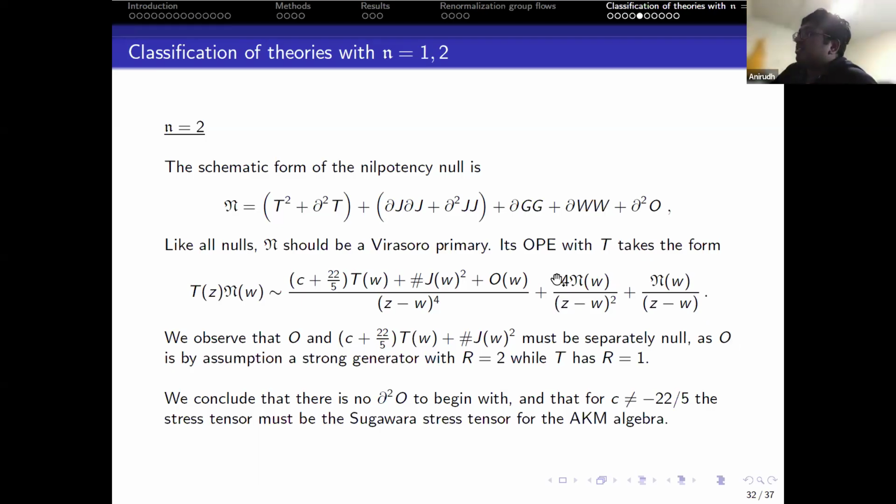We are assuming O is an independent generator. Therefore, the O cannot appear in this expression. So this term is gone. Then what we are left with is T is proportional to J squared. And this is a very standard condition, also known as the Sugawara condition. In this case, the stress tensor is a composite of the AKM currents. This basically imposes constraints on what the central charges k and c are for the theory if the stress tensor is a Sugawara. So in conclusion, the first condition is that if N is 2, the theory should have a Sugawara stress tensor. And if the central charge is not minus 22 over 5, in which case we have already discussed it's the H0 theory, which has no flavor symmetry.